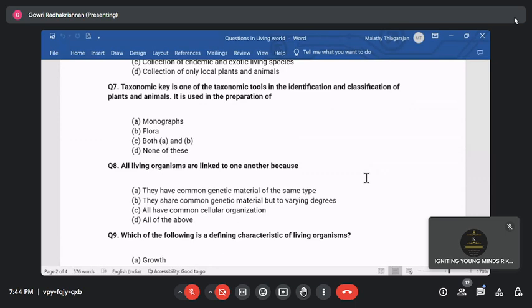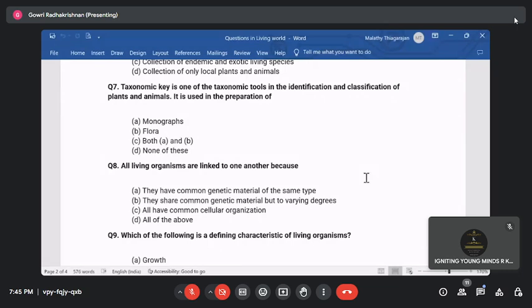Flora is the number of species found in a particular area, the number of plants and what kinds of plants are found in that area. That is statistics. So you can prepare these two from the taxonomic key. Taxonomic key is one of the taxonomic tools in the identification and classification of plants and animals. With that, you can prepare both monographs and flora.